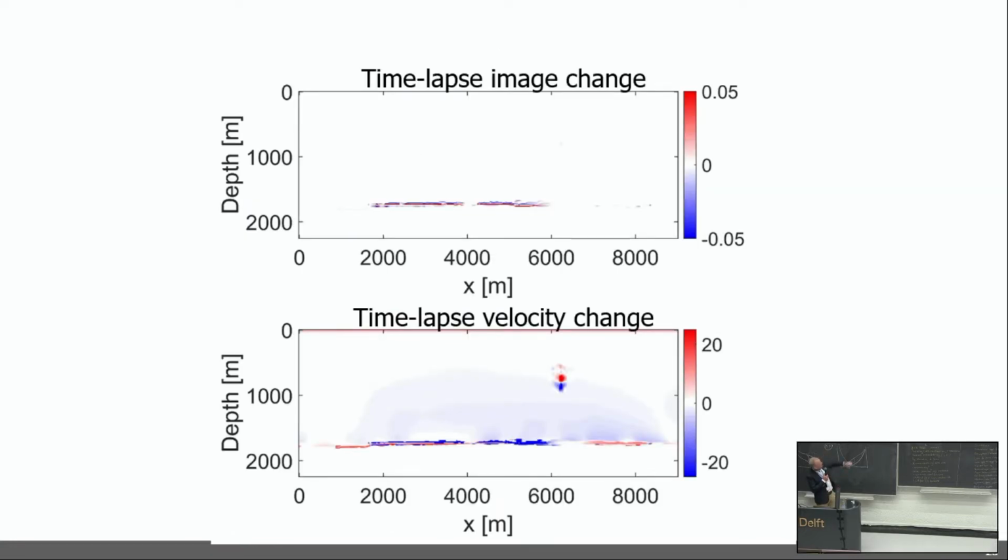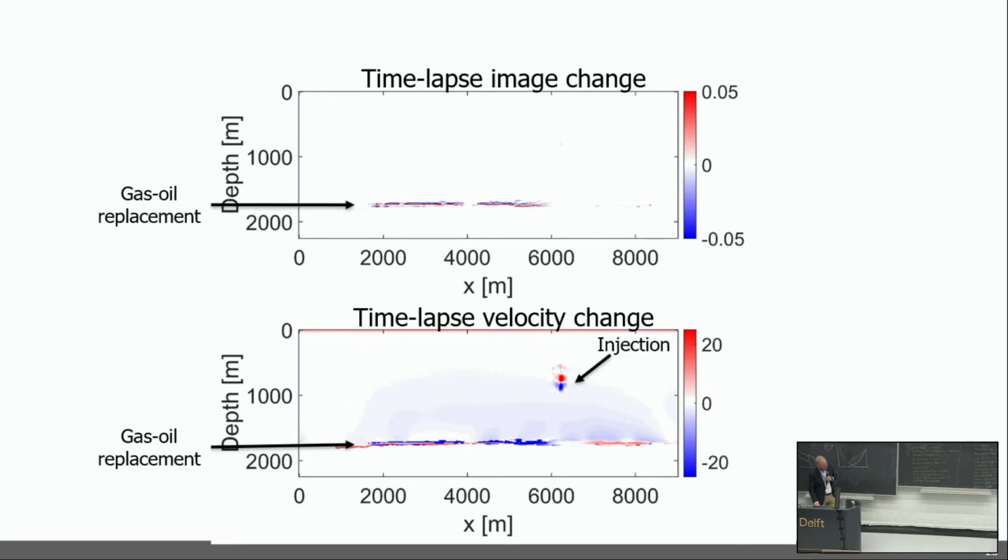So this is the actual time-lapse change. This is the change in the reflection properties because of the removal of the oil, and at the bottom is the change in the propagation speed of sound, because if you replace the material, the properties will also change. So this is the reflection change, and this is the propagation speed of sound change because of the changes. And so there is a gas-oil replacement here.